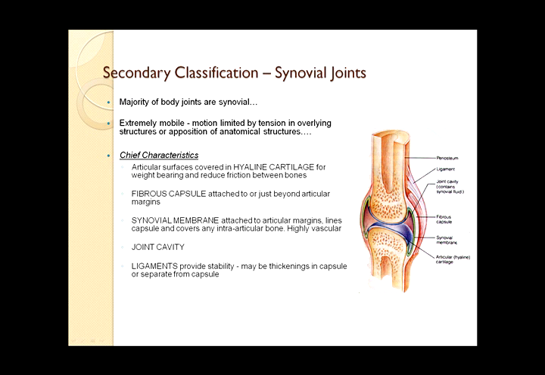Ligaments may be thickenings in the capsule. Occasionally they may be separate from the capsule, and very occasionally we will find ligaments inside a joint. Intra-articular ligaments. When a ligament is inside a joint, it's usually surrounded in a covering of synovial membrane, the function of which is to prevent the ligament itself from being bathed in synovial fluid.